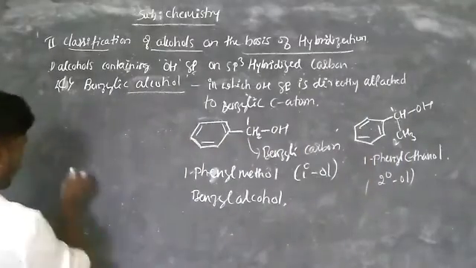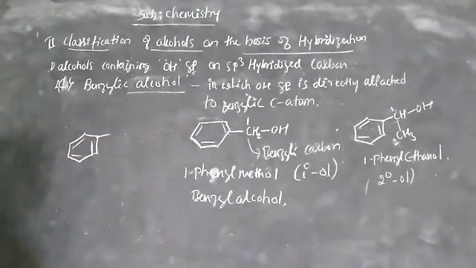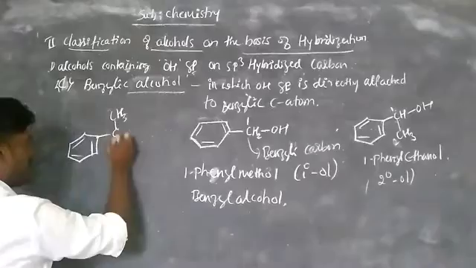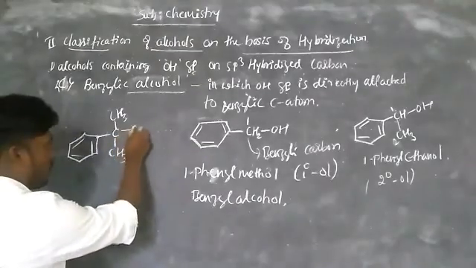Similarly, we observe one more: the benzene ring bond. See how many hydrogens? 2 hydrogens. Now 2 hydrogens are replaced by writing CH3. 2 hydrogens are removed and CH3 is put, then OH.